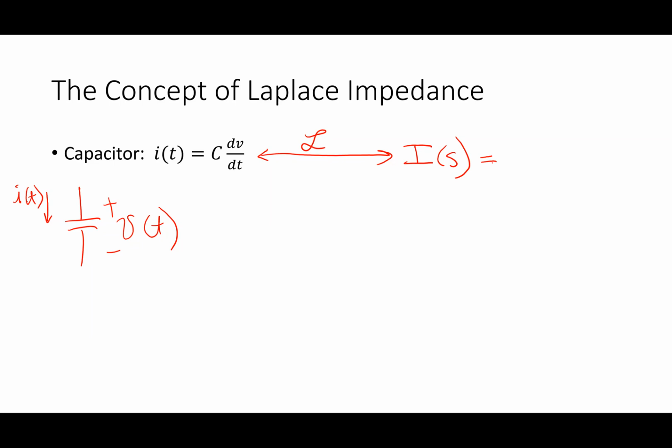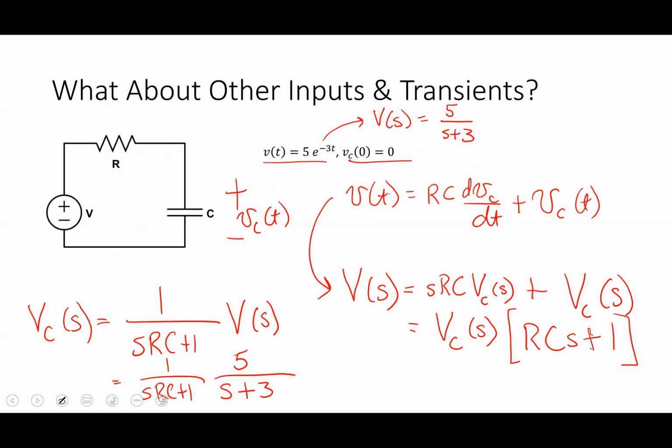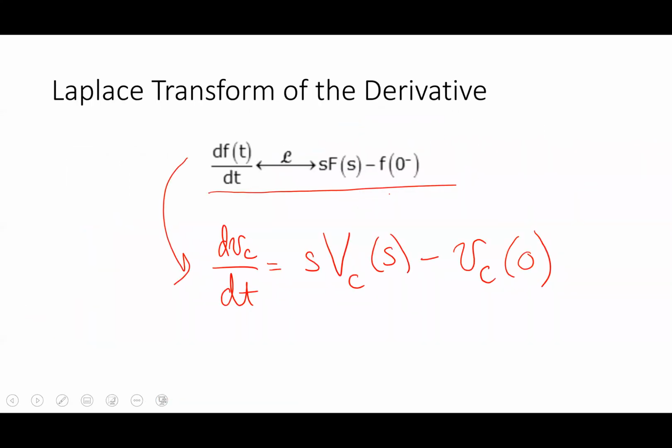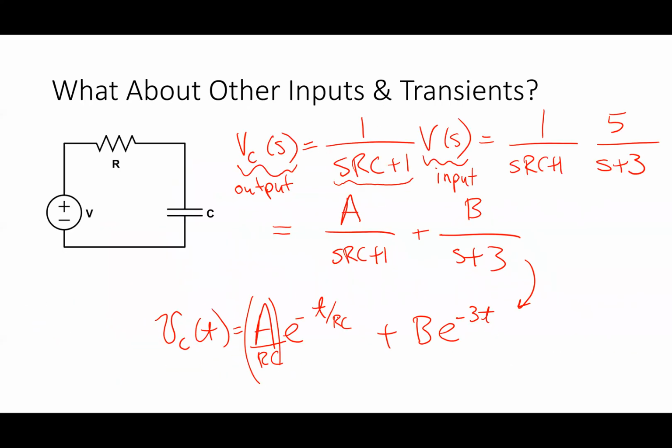Say that again? Yeah, so anytime I have a d by dt, what does it get replaced with? That's maybe the takeaway of this. Anytime I have a d by dt, what do I replace it with when I do the Laplace transform? S times whatever you have. S, right? d by dt gets replaced with an s, okay?